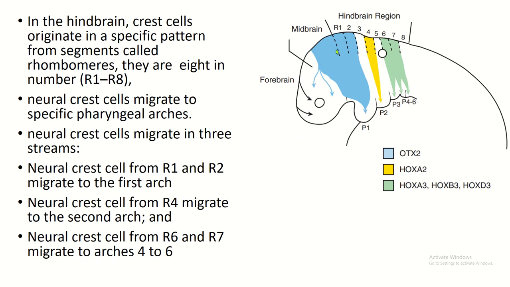In the hindbrain region, the neural crest cells originate in a specific pattern from the segments called the rhombomeres. They are 8 in number, and the neural crest cells migrate to specific pharyngeal arches. For example, R1 and 2 migrate to the first pharyngeal arch, R4 migrates into the second pharyngeal arch, and R6 and 7 migrate to the 3rd to 6th pharyngeal arches.